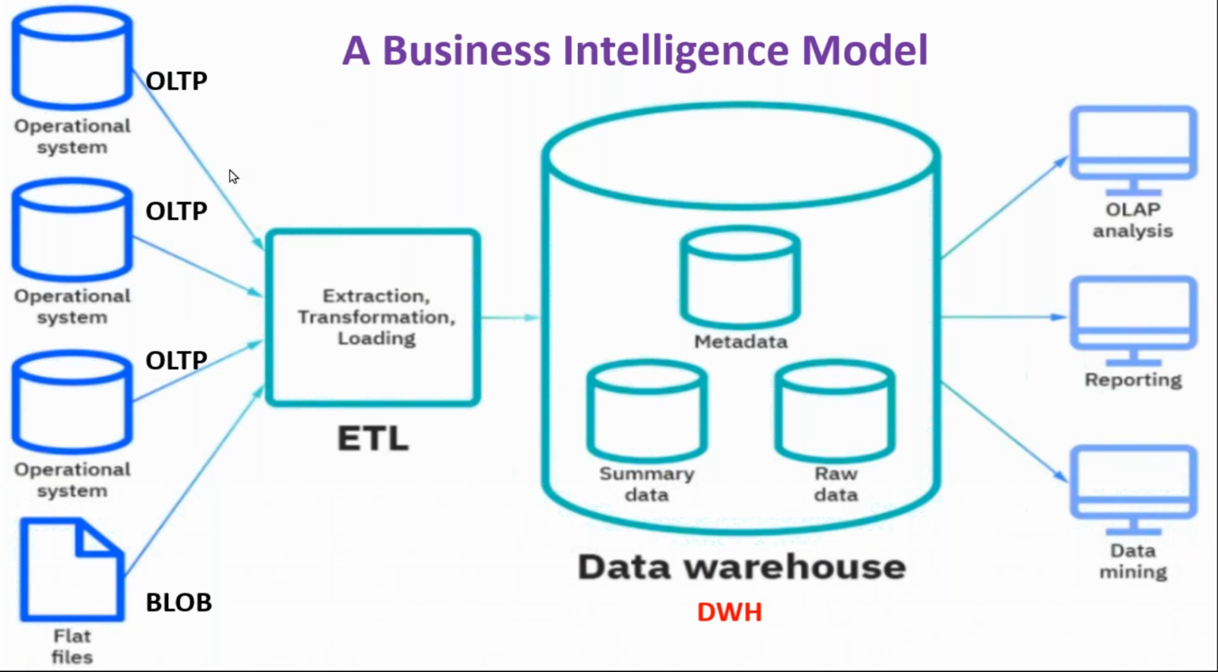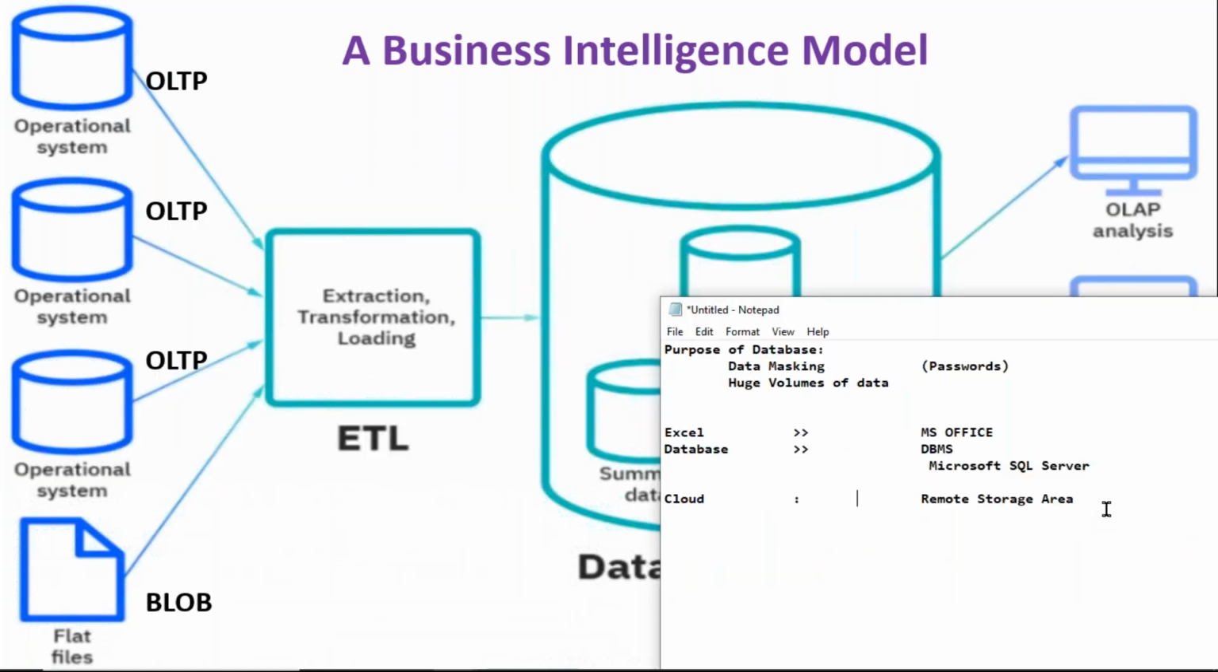Okay, let's continue. Now, once we have this data from the OLTP blue boxes to the warehouse, from there comes reporting, analysis, mining, and so on. Let's take an example. Assume a banking environment. So what is it again we are learning? Types of databases.